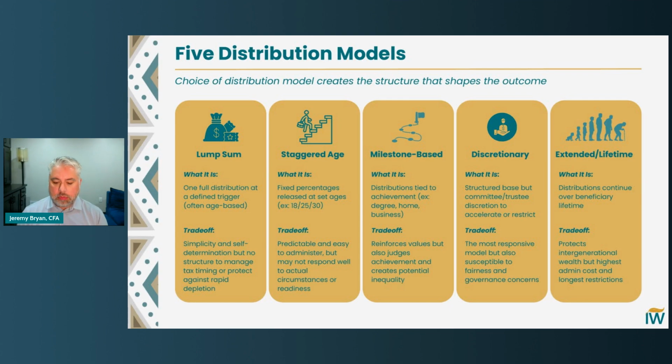On the milestone-based side, distributions, again, are tied to achievement. That's the milestone, whether that's a degree, starting a business, buying a home, these kinds of things that I talked about before. That can be a distribution component. Hey, you're going to use this. Well, that's a milestone that we care about, that we think is valuable, and that's a triggering point for receiving some of the assets from this minors trust. It reinforces the values, and judging achievement can create potential inequality, right?